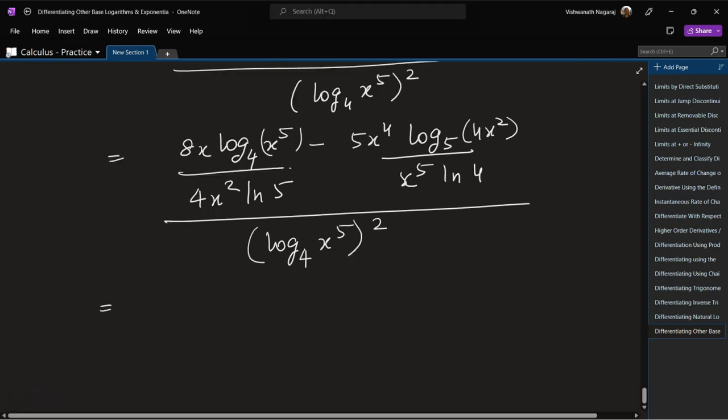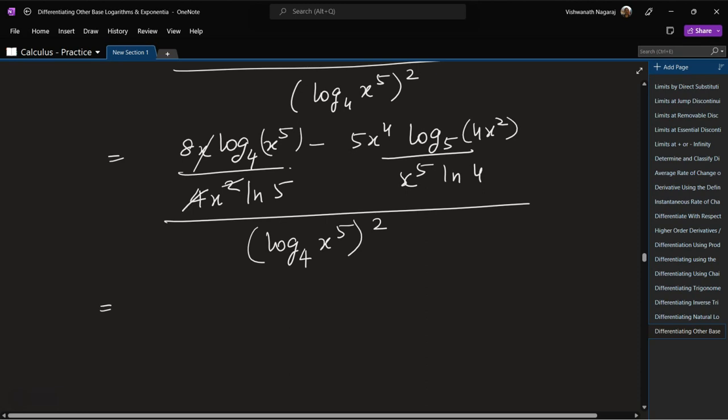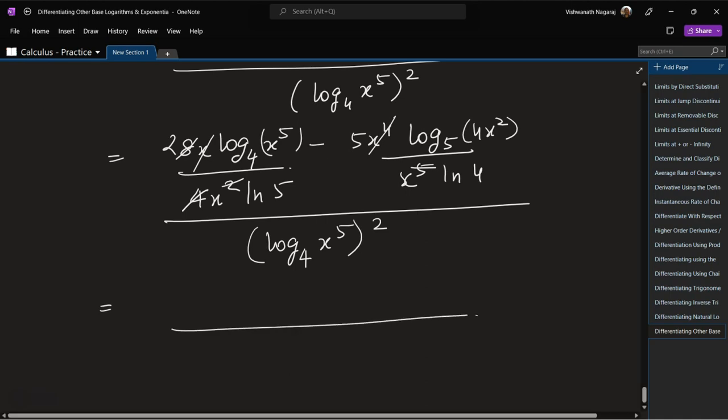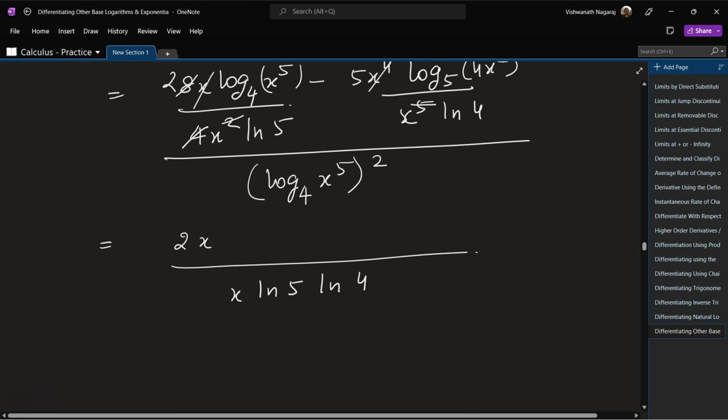Before proceeding further, let's simplify it, otherwise it becomes tedious. So here 1 x and 1 x get cancelled, 4 times 2. Here x to the power of 4 and this cancels. And now let's take the LCM. So we will have x natural log of 5 natural log of 4, and we will have 2x natural log of 4 log to the base 4 of x⁵.